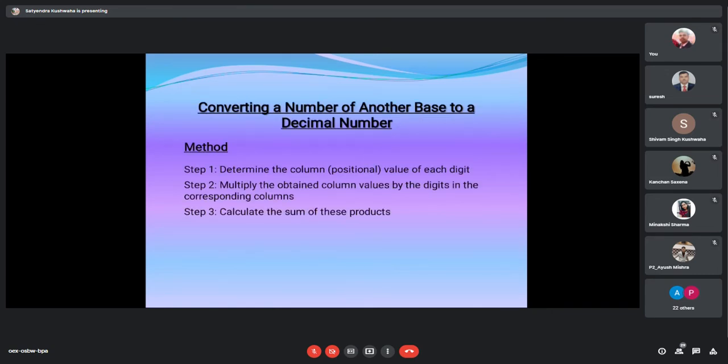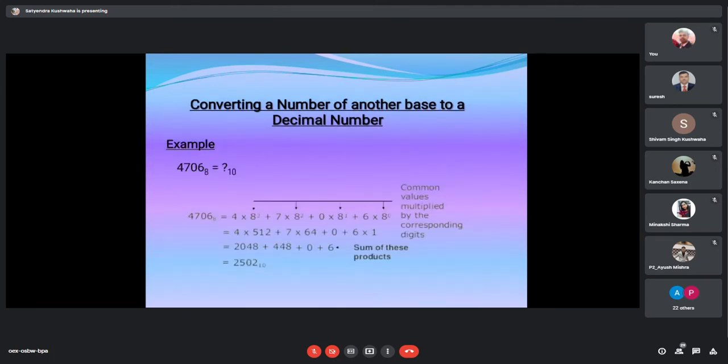Now coming to converting a number of another base to a decimal number. This is the method. Step 1 is to determine the column or the positional value of each digit. Step 2, multiply the obtained column values by the digits in the corresponding columns. Step 3, calculate the sum of these products. Now it is shown how to convert a number of another base to the decimal system. It is an example where it is shown that the number 4706 base 8 is converted to base 10.